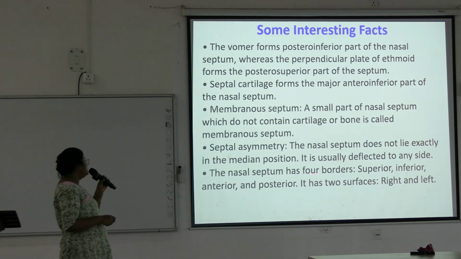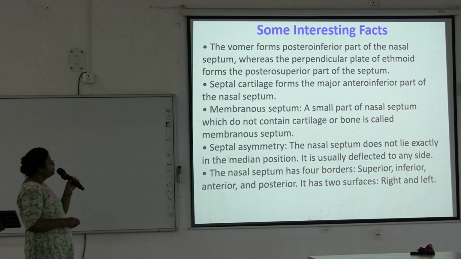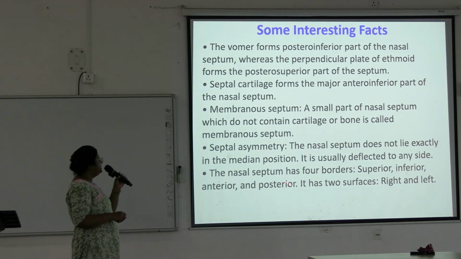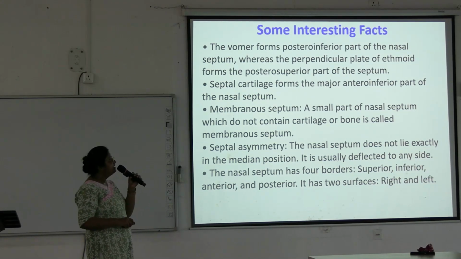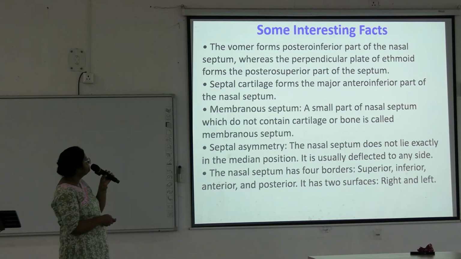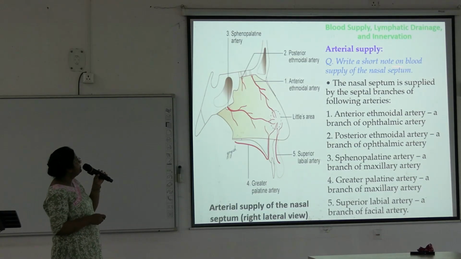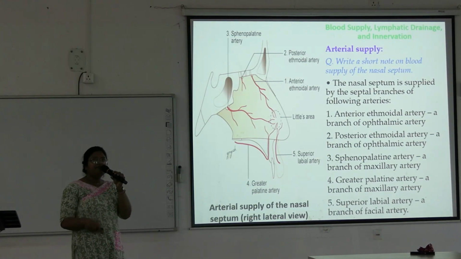And the nasal septum has four borders: superior, inferior, anterior and posterior, and it has two surfaces, right surface and left surface. Okay. Next we are going to the blood supply.